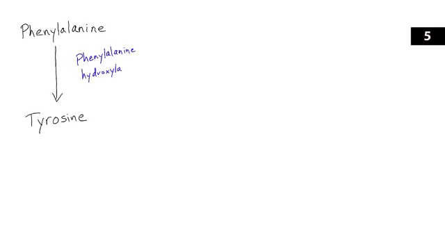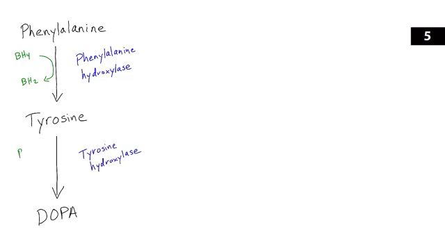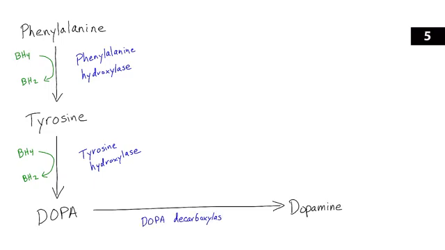You start by converting phenylalanine to tyrosine using the enzyme phenylalanine hydroxylase, and the cofactor required is BH4. Then you convert tyrosine to levodopa using the enzyme tyrosine hydroxylase and the same cofactor, BH4. Then you convert levodopa to dopamine using the enzyme DOPA decarboxylase and the cofactor vitamin B6.